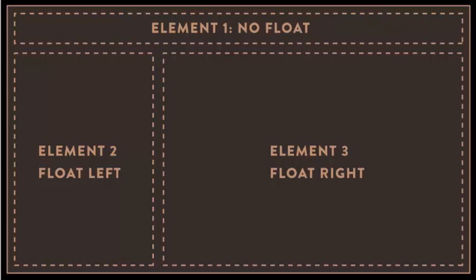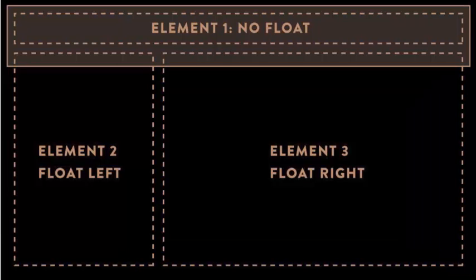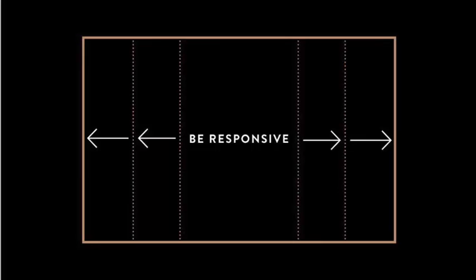Floating is the best way to create multi-column layouts, but remember to clear after the last float, otherwise the parent element containing your floated elements will collapse in on itself. And lastly, fluid layouts resize content proportionally to the browser window by using percentage-based widths. This is great for optimizing your site for the wide variety of screen sizes and devices out there, and is the first step toward creating responsively designed websites.